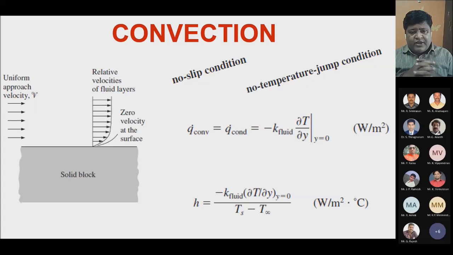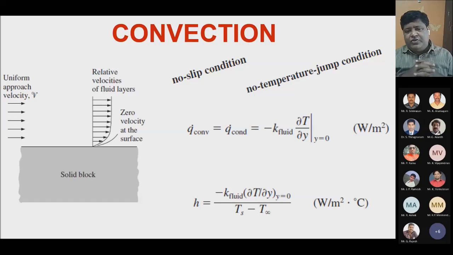With a hot wire anemometer, you can find out the temperature in that close vicinity, between the stationary fluid and the fluid that is moving there. You can find out dou T by dou Y, and K is the thermal conductivity of the fluid, Ts is the temperature of the surface which can be measured, and T infinity is the average fluid temperature. So H can be measured practically by this method. This is one way.